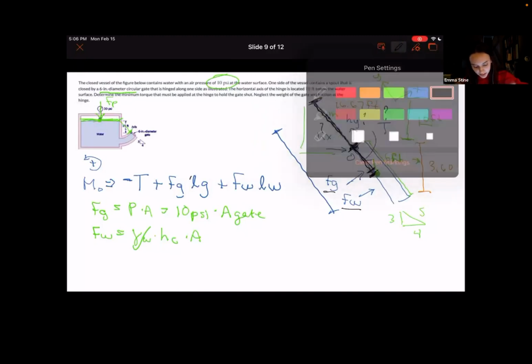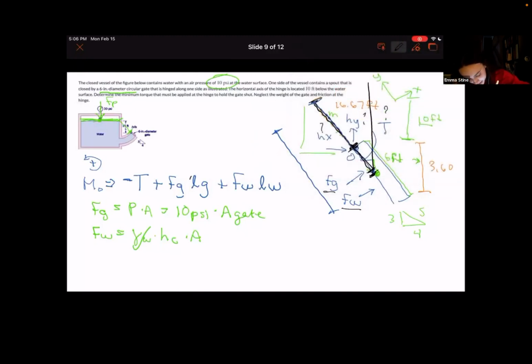So I wish I had another color, but it's that. It's HC, so y'all can figure that out. It's gonna be this. Hopefully I'm saying this right. And then area is once again going to be the area of the gate.